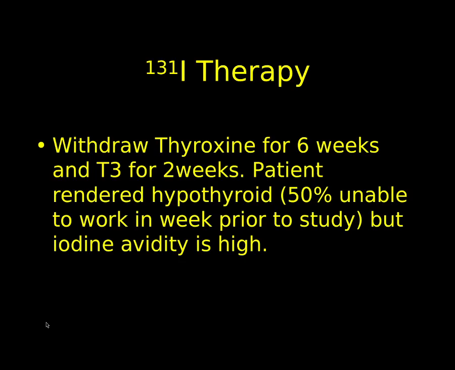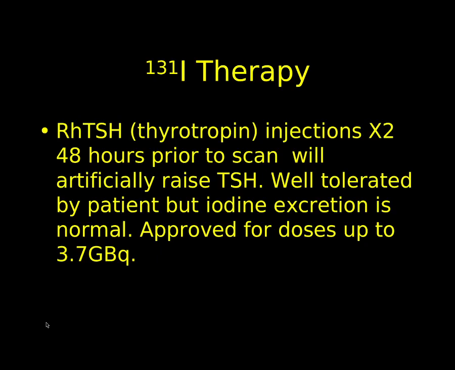The problem is that it's not very nice to do that to the patient, and also some older patients and patients with underlying, particularly cardiac, conditions, that can be quite dangerous to interrupt their thyroxine treatment. So the alternative is to administer recombinant TSH thyrotropin to the patient. You give them 2 injections 48 hours prior to the scan, and that will artificially raise the patient's TSH. It's well tolerated, but some people say that it's not quite as good as the withdrawal method.